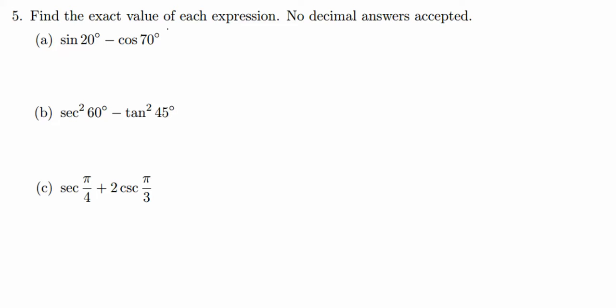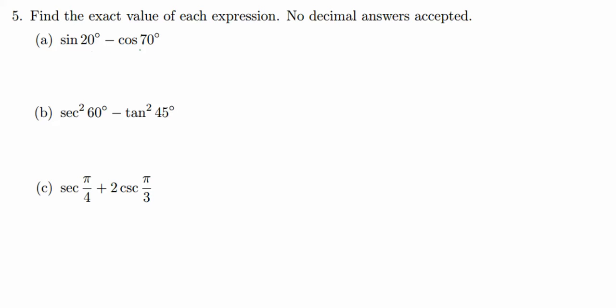Find the exact value of each expression. No decimal answers accepted. In part A, we have sine 20 degrees minus cosine 70 degrees. 20 and 70 are not standard angles, so we cannot write down the exact value of sine 20 and cosine 70 separately.